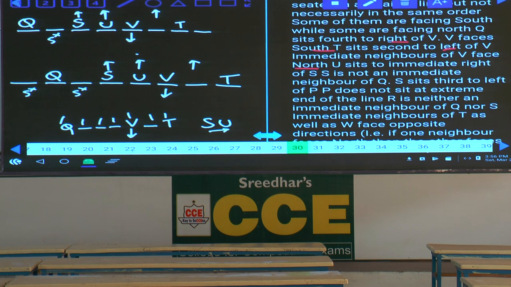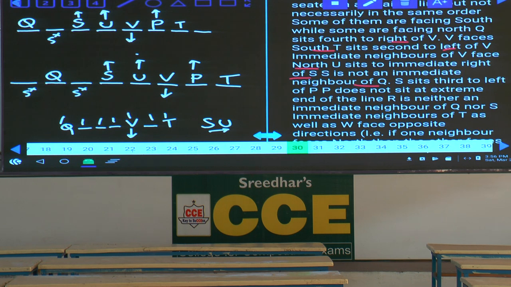U sits to the immediate right of S. S is not an immediate neighbor of Q. S sits third to the left of P. As S is seated third to the left of P, now P must be here. Then only S sits third to the left of P is valid. S is seated third to the left of P, here also P must be here, isn't it?